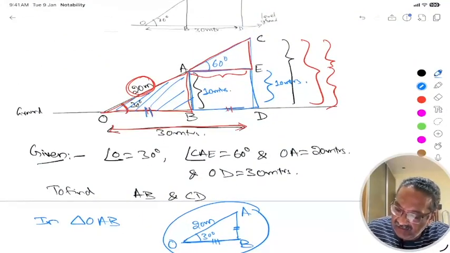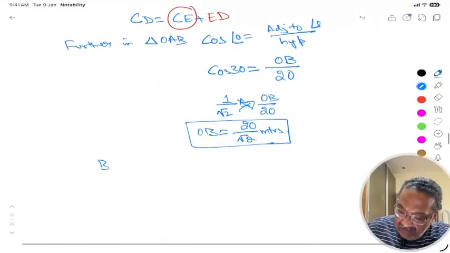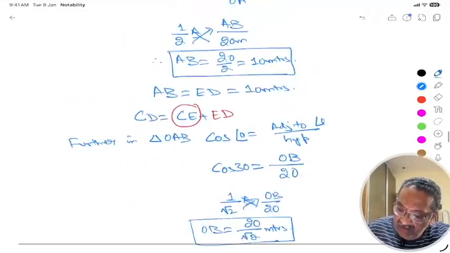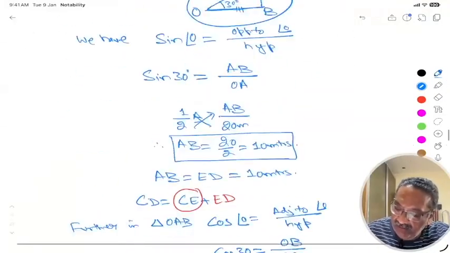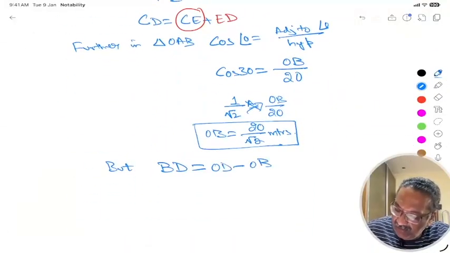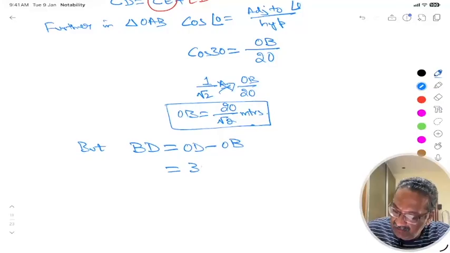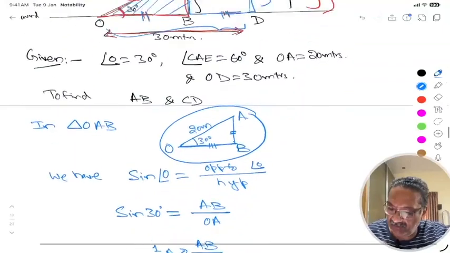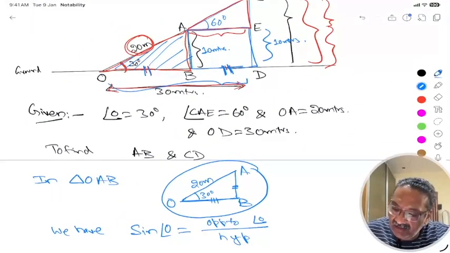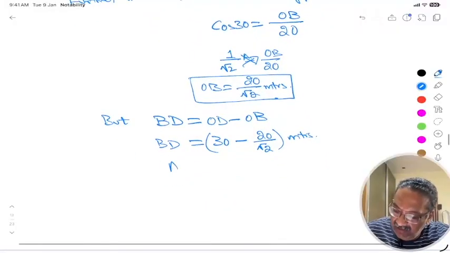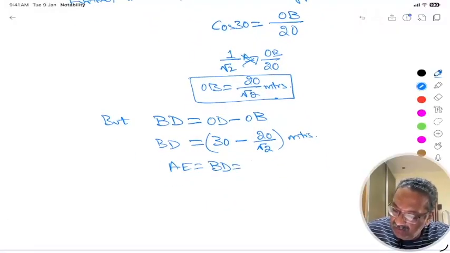OB ಸಿಕ್ಕ ತಕ್ಷಣ let us find BD. But BD is equal to this whole OD minus OB. OD minus OB. OD ಎಷ್ಟಿದೆ? OD is 30 meters. So this is 30 minus 20 by root 2 meters. We will keep it as it is because this is not our final answer. I will note it ಆಮೇಲೆ simplify ಮಾಡೋಣ. So ನಮಗೆ BD ಸಿಕ್ತು. BD is nothing but AE and BD are equal. AE is equal to BD is equal to 30 minus 20 by root 2.